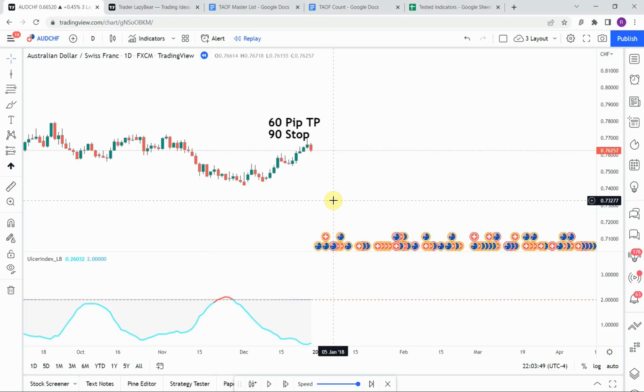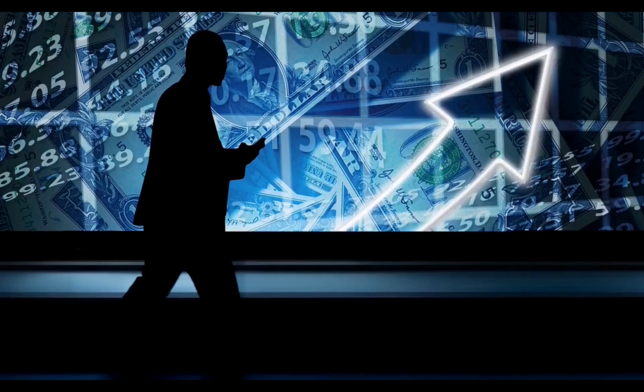Today we will be testing the Ulcer index indicator.